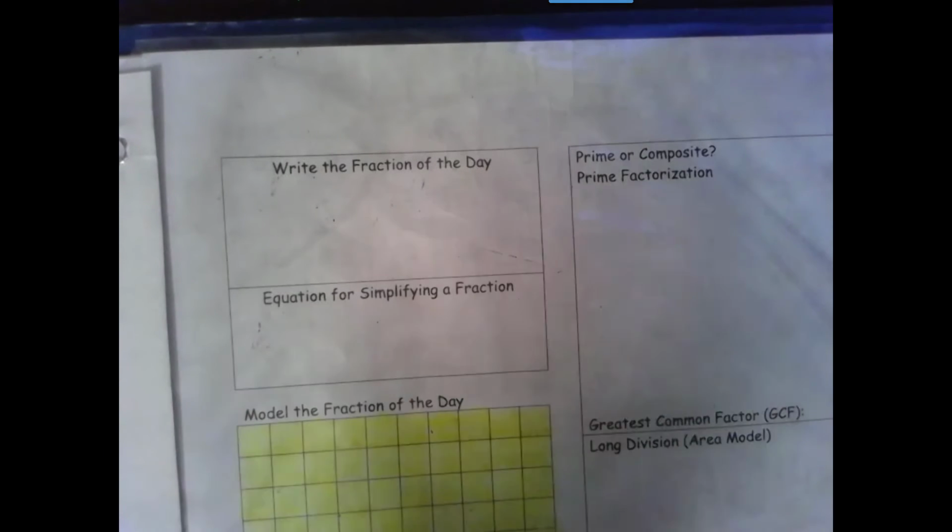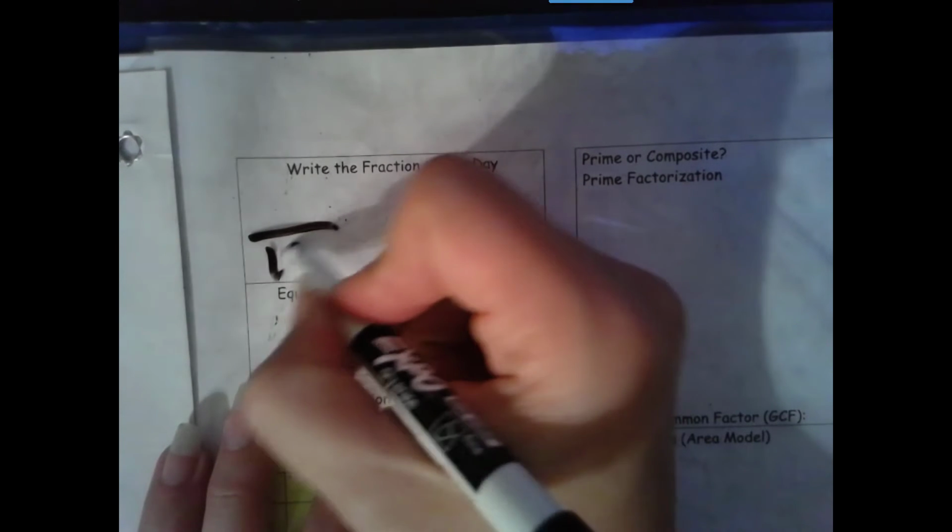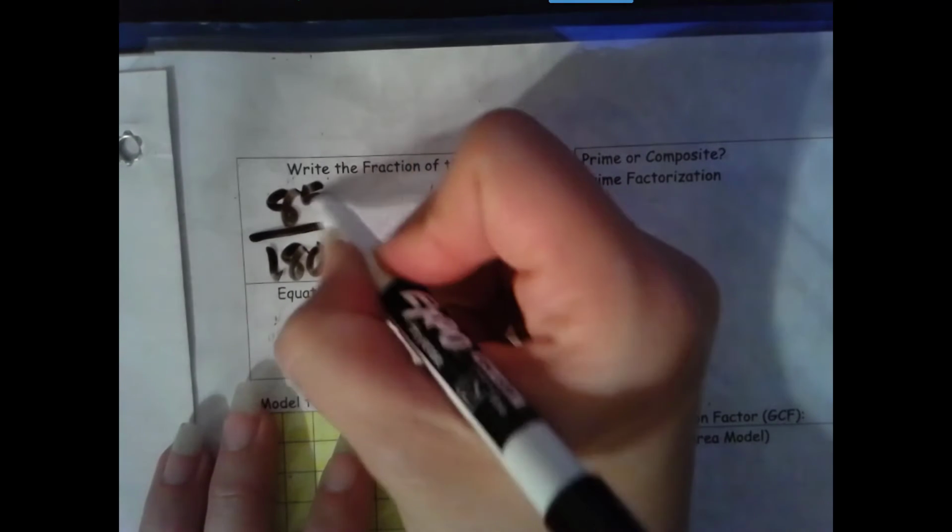Let's go ahead and get down our beginning fraction. We have a total of 180 school days, and we are on day 85.